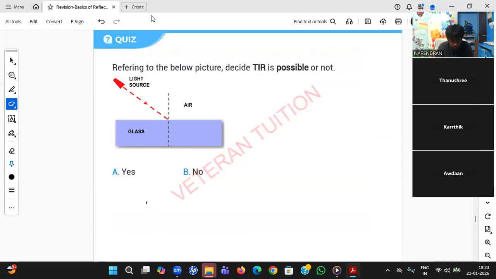Referring to the picture below, decide whether TIR is possible or not. Is total internal reflection possible or not?